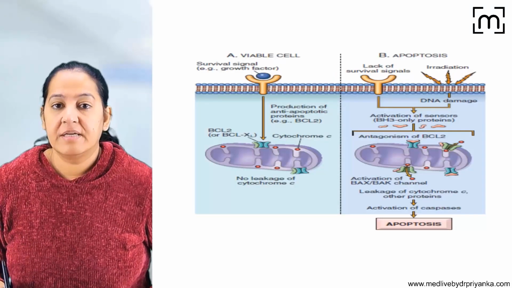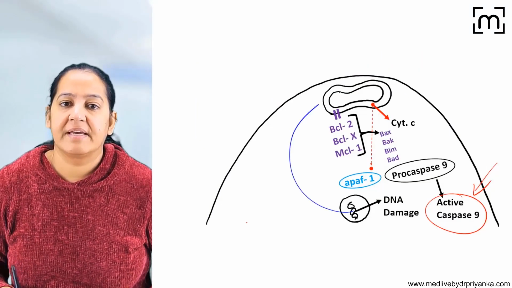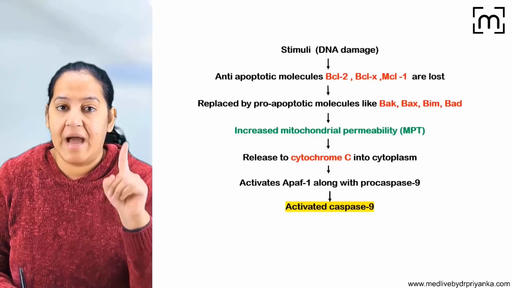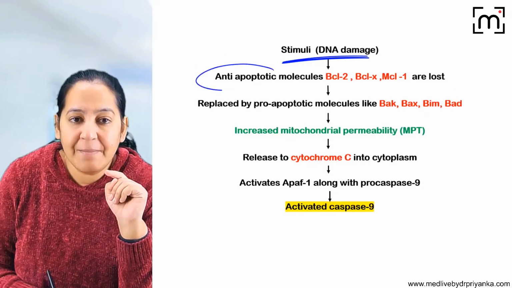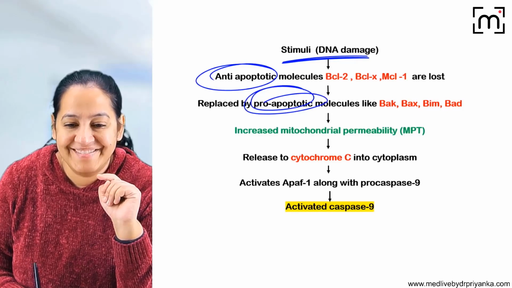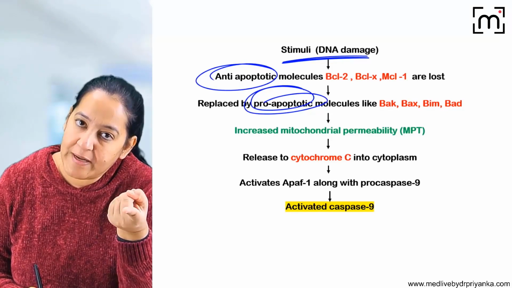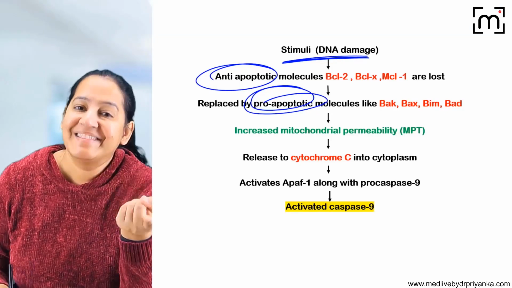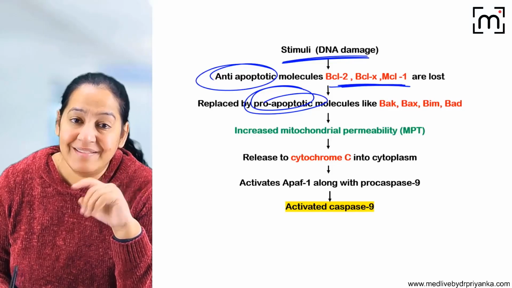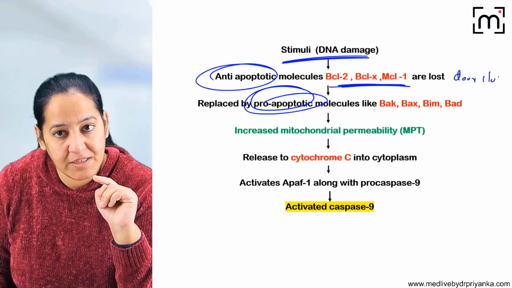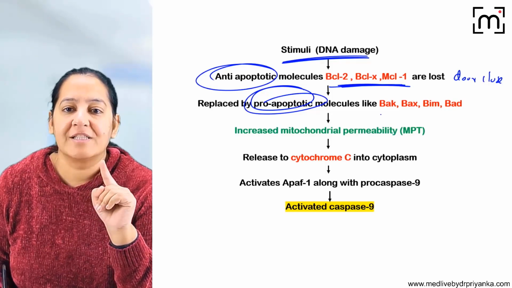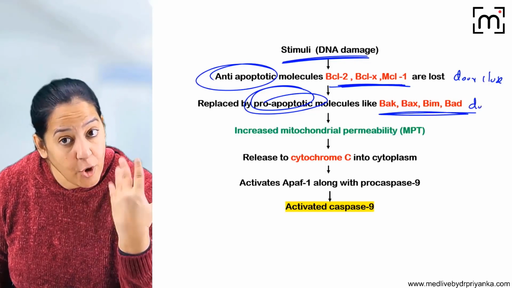So whenever there is DNA damage, it is giving the signal to the mitochondria. DNA damage is the signal. On receiving the signal, anti-apoptotic proteins are replaced by pro-apoptotic proteins. That is, BCL2, BCLX, MCL1, these guards which were closing the door, are replaced by other guards: BAX, BAD, BIM. They open the door.